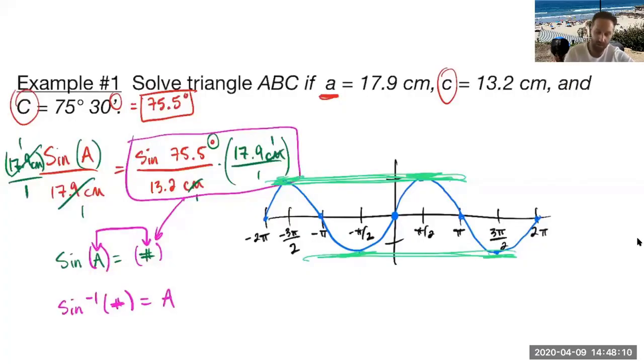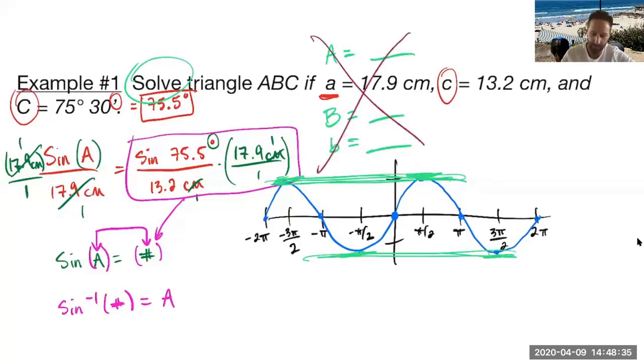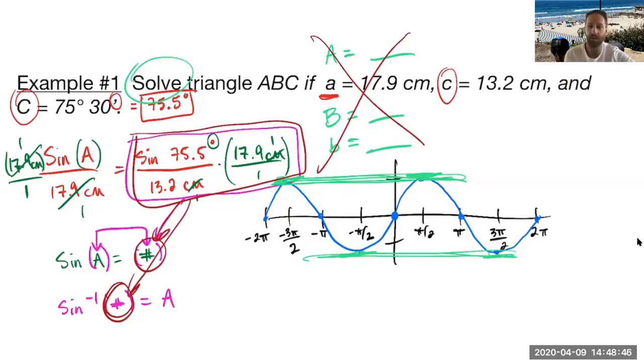When they ask us to solve a triangle, remember that means to find all the angles and all the sides that we have yet to find, which meant we needed angle A, we had angle C, we needed angle B, and we needed side length B. The cool thing is we don't have to find any of them, because this number here that we got from all of this came out bigger than 1. We know that that cannot happen.